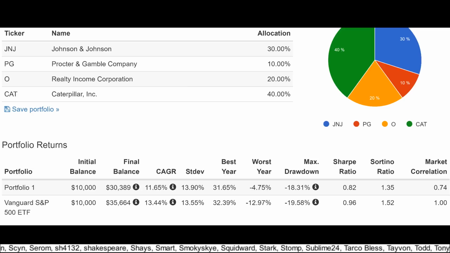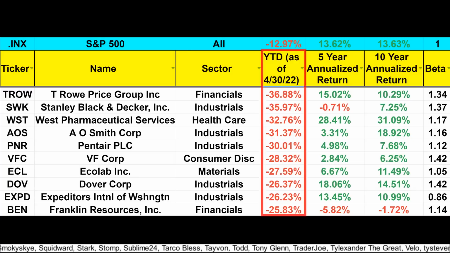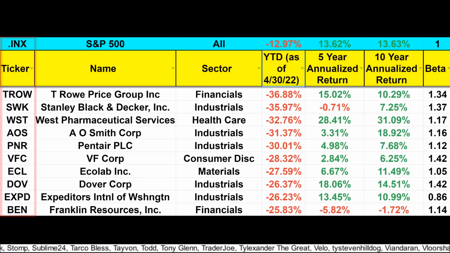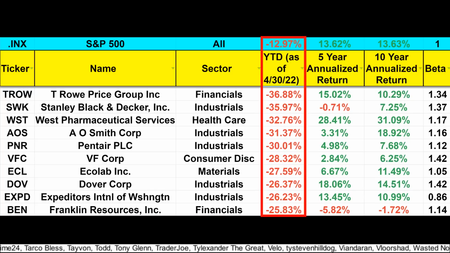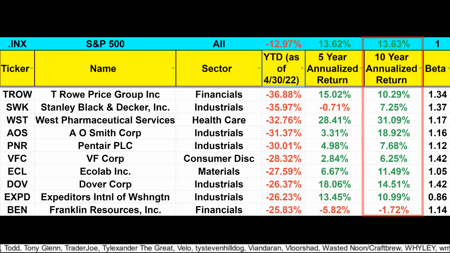Okay, now that you get how Portfolio Visualizer works, let's jump into a spreadsheet I created where I summarize the performance of all the Dividend Aristocrats. I started by sorting this from worst to best in terms of year-to-date performance. So I have the ticker, the company name, the sector, the year-to-date performance up until May 1st, the 5-year annualized return, the 10-year annualized return, and beta.